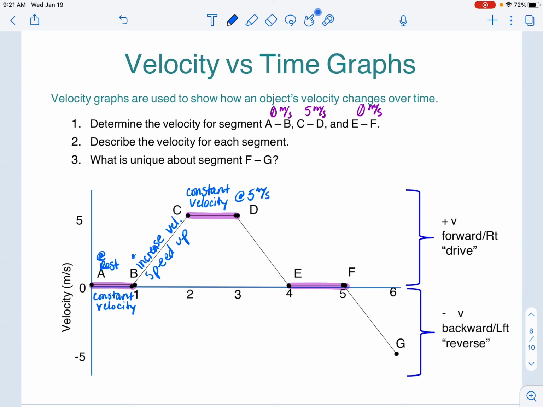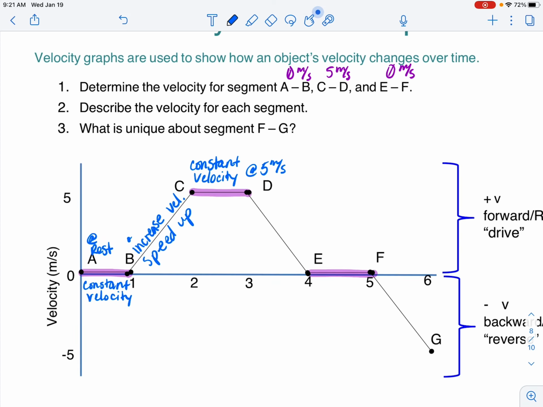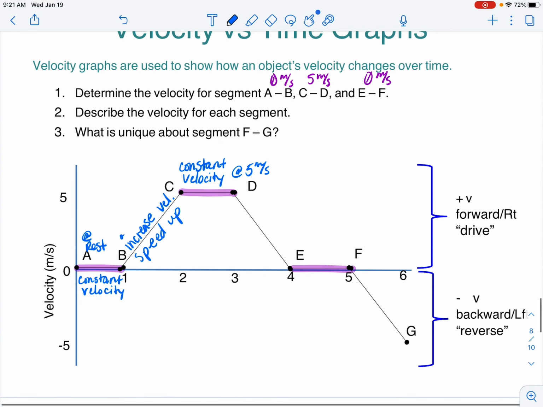For segment DE, we have an object that starts at a velocity of 5 meters per second, and then it ends at a velocity of 0 meters per second. So this is an object whose velocity has decreased. This object decreased in velocity, or we could say that the object slowed down.